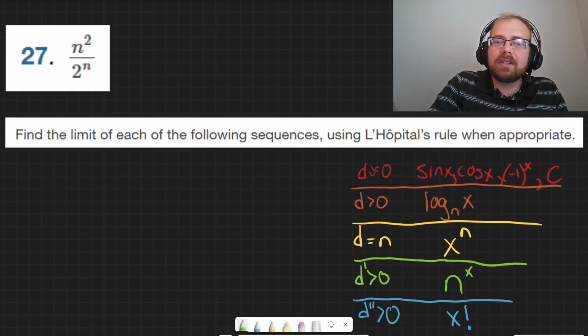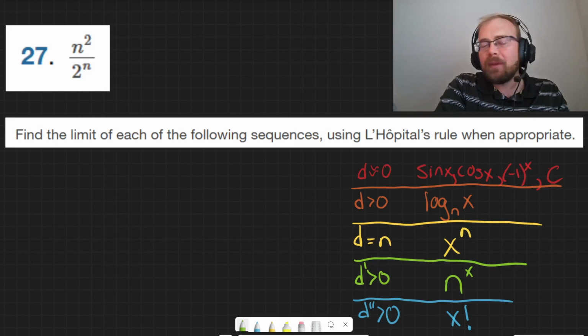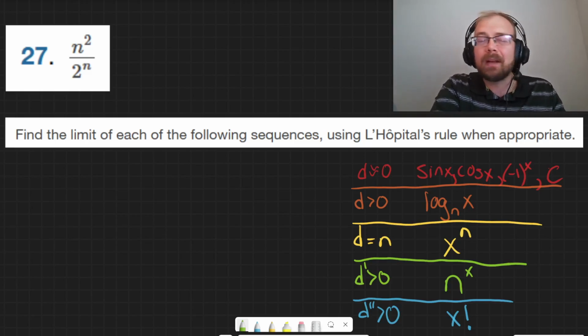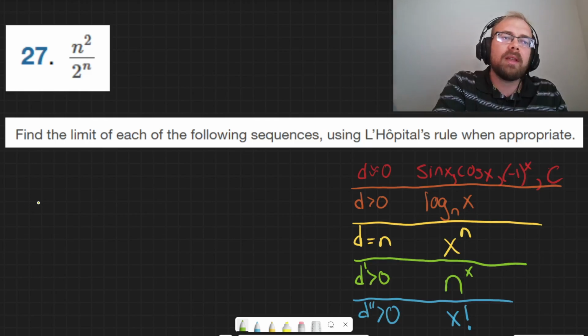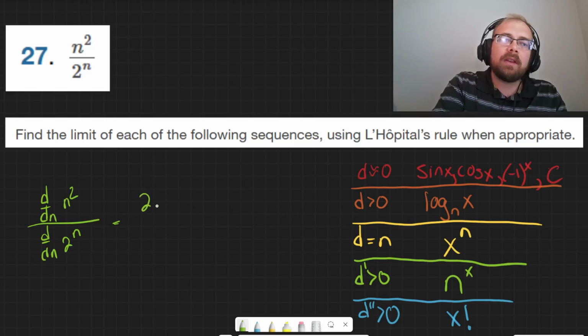Now, as far as how to do it using a little bit more formal method, I guess we could use L'Hopital's rule. And we would say, okay, well, if I plug in infinity, I get infinity over infinity. So that's indeterminate form. So I could use L'Hopital's rule, and then I would take the derivative d/dn of n squared and 2 to the n. And then that would give me 2n over 2 to the n. The derivative of 2 to the n is 2 to the n, times the ln of 2, almost like a chain rule.